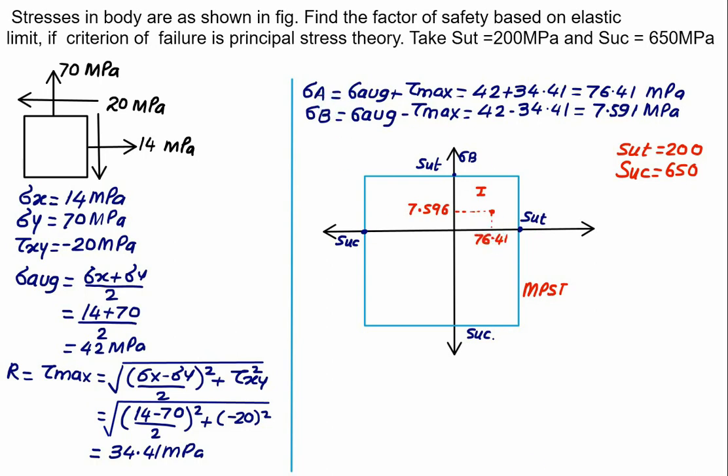Out of sigma A and sigma B, the maximum principal stress is sigma A. The factor of safety is SUT divided by the maximum value of the principal stress, which is sigma A. SUT is equal to 200, and the value of sigma A is equal to 76.41. So 200 divided by 76.41, and in this case we get the factor of safety close to 2.68.